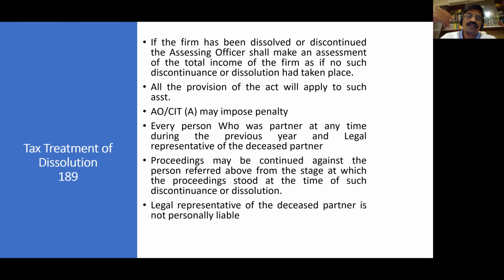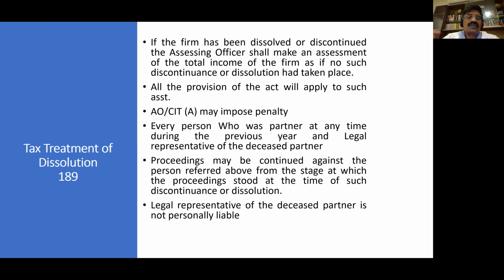So what if, for the earlier assessment years, the assessment procedure is pending? The next section says you can continue the proceedings against the persons mentioned in point number 4. Here, all partners and the legal representative of the deceased partner. Even the proceedings can be continued. Only one question is important. Under the normal Income Tax Act, the legal representative is liable only to the extent of the estate of the deceased. His liability is not personal. He is liable only up to the estate of the deceased.